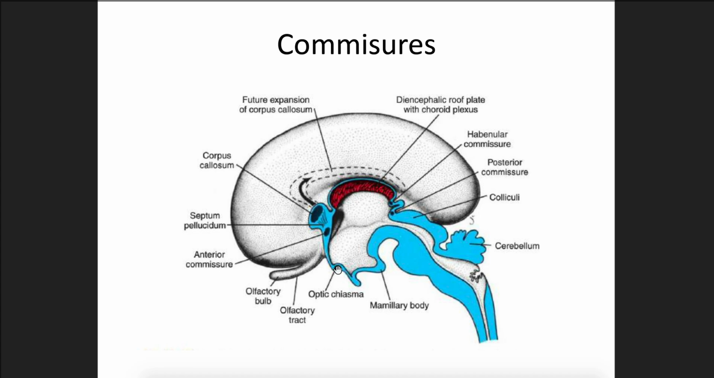And please notice there's a small mistake in the heading because commissures has a double S. So it's COMMISSURES. So just a quick recap.